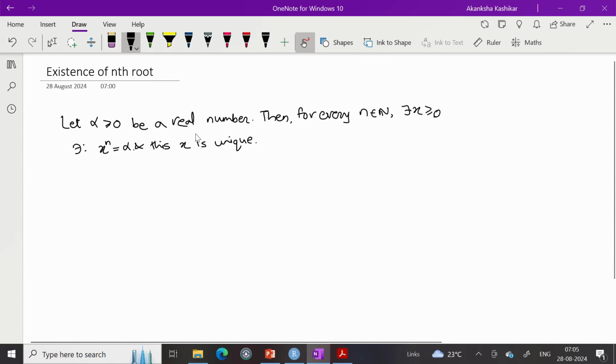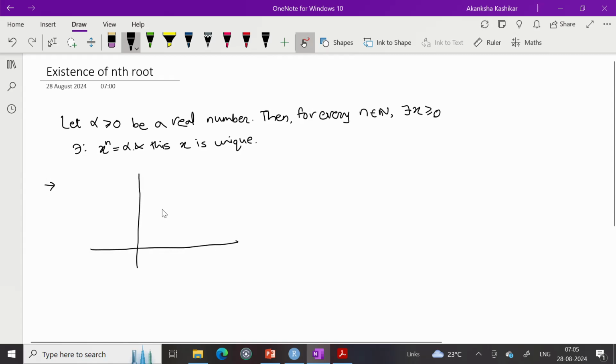So if we take any non-negative real number, then we are claiming that we can find x such that x raised to n is alpha. So our x is like nth root of alpha, okay, and our further claim is that this x is unique. So how do we achieve this? So let us first discuss strategy of this proof.